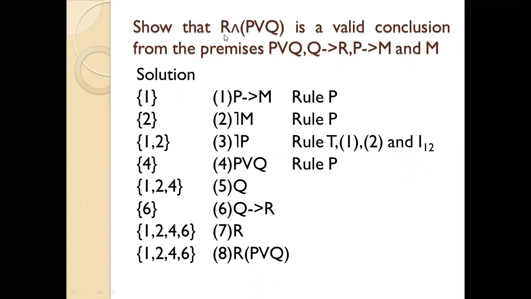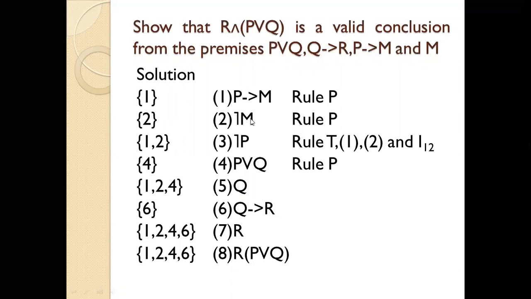Now show that R and P or Q is a valid conclusion from the premises 1, 2, 3, 4. ये चार premises दिए हैं. इन premises को use करके हमको ये बताना है कि it's a valid conclusion. So P implies M. Rule P. Okay. This is a rule which is already given. This is the premises which is already given. So this is rule P. Second premises which is given is negation of M. This is a premises rule P.